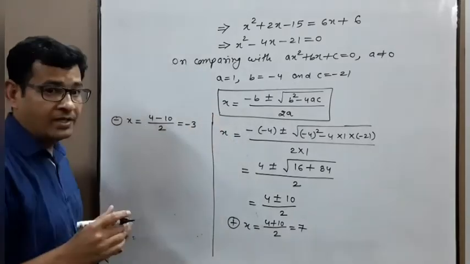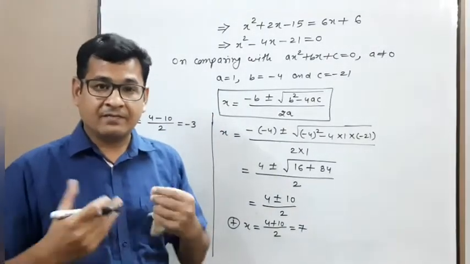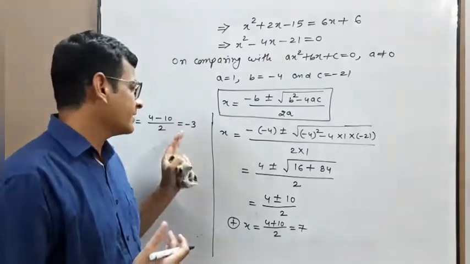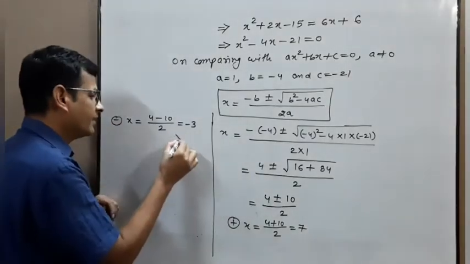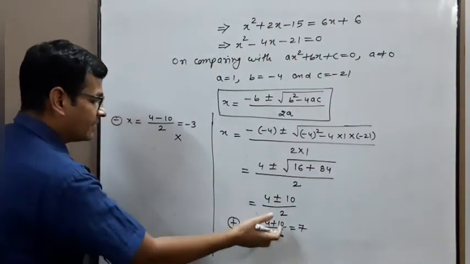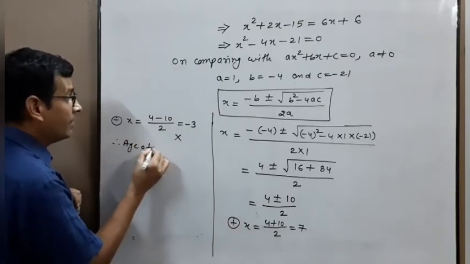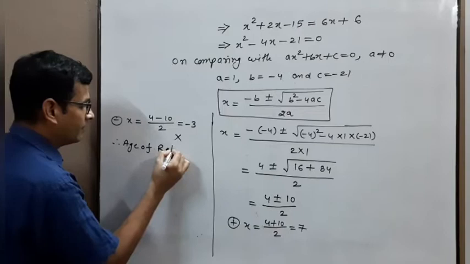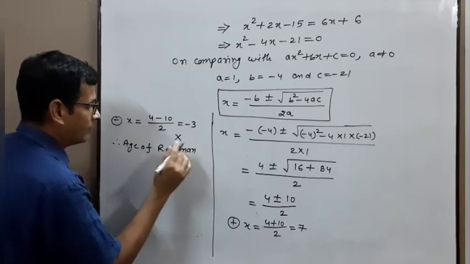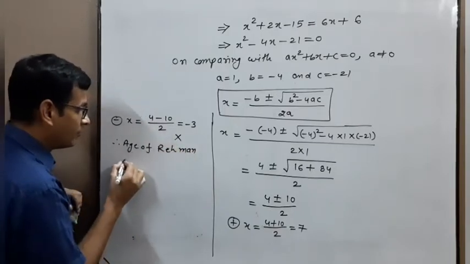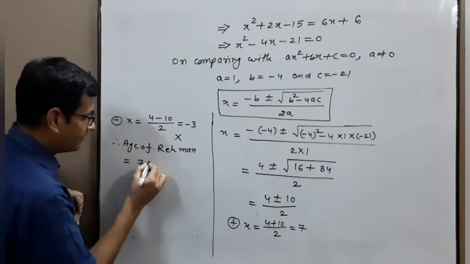We all know the age of any person is always positive. We can't say minus 3 years. So this is rejected. So the correct answer is x equal to 7 years. So therefore, the age of Rahman is equal to 7 years.